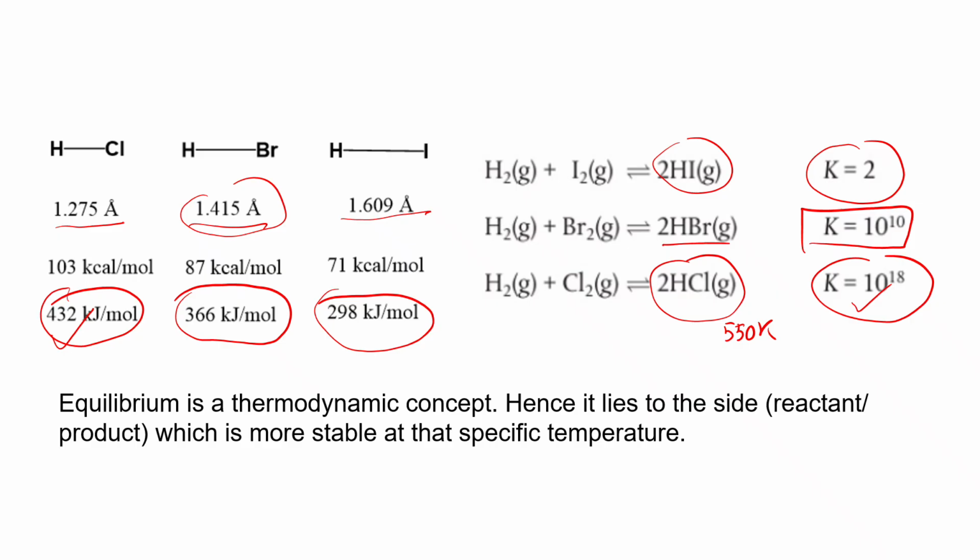Rate of reaction is determined by chemical kinetics, which is a different branch of chemistry, and the extent of reaction is determined by thermodynamics, which is again a different branch of chemistry.